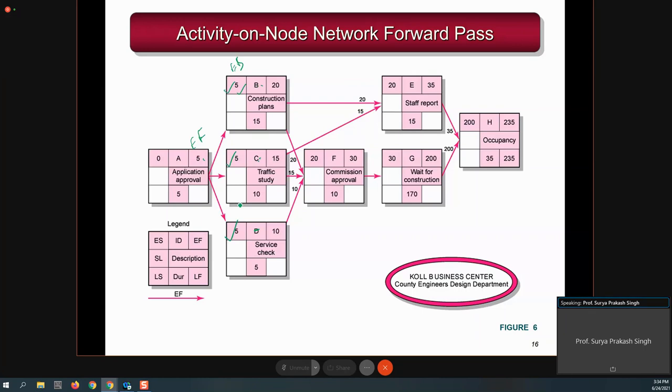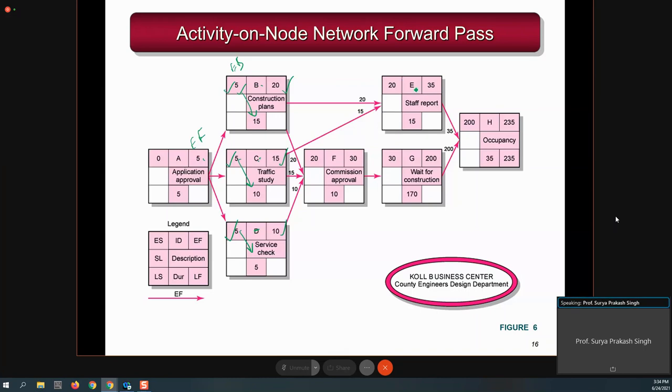Once you have written 5, it's very easy. You just add these two together, and you can write 20, 15, and 10. But we have to be very careful while adding. So let's see in the next few activities.